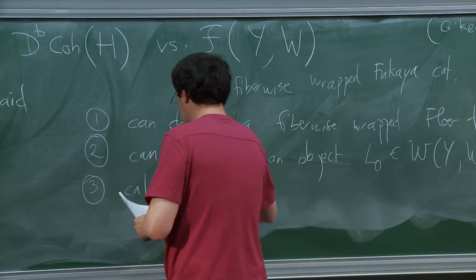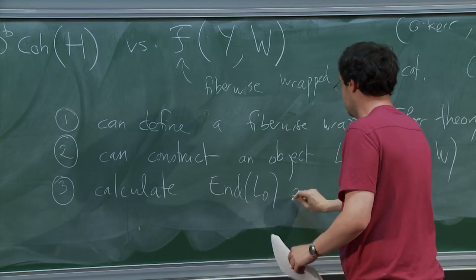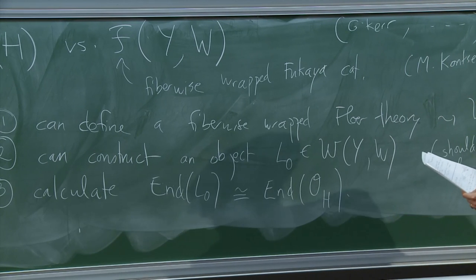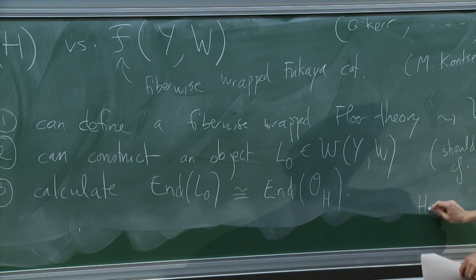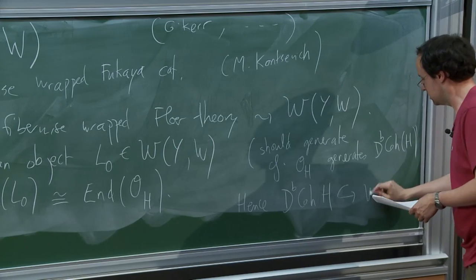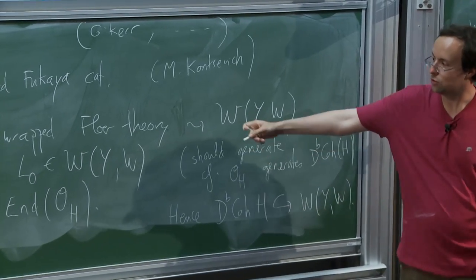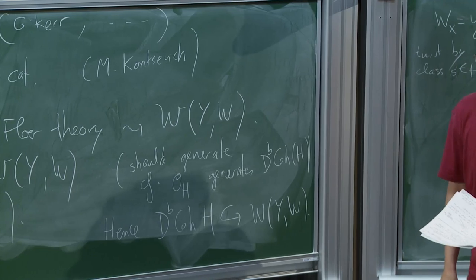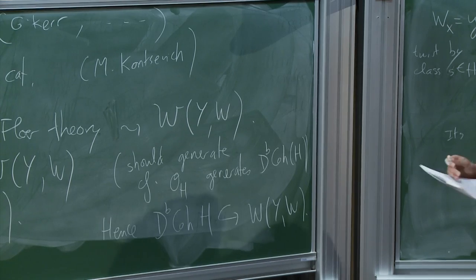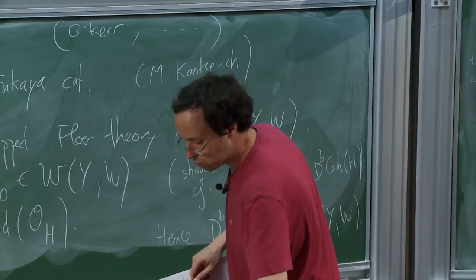And the third step, of course, is to calculate endomorphisms of L0, in this fiber-wise wrapped sense, and find that it does match with endomorphisms of a structure sheaf. And so this tells you that the derived category of H embeds into this wrapped Fukaya category. There's nothing else right now because we don't know other examples of objects in there. That doesn't tell you exactly what you want to know. Okay, so let me say a little bit of content about what goes into there.